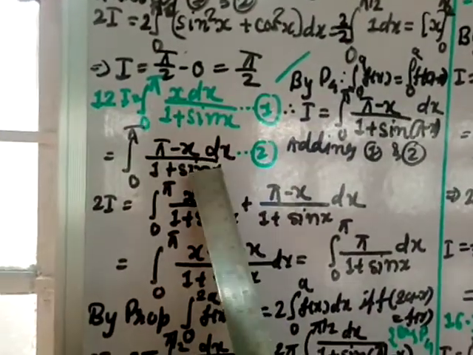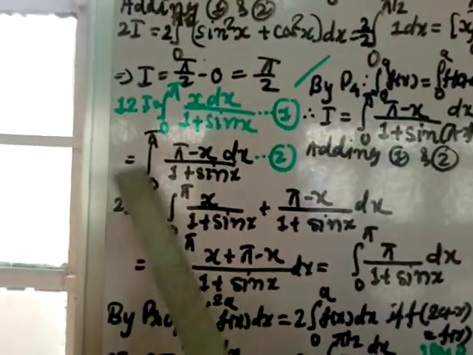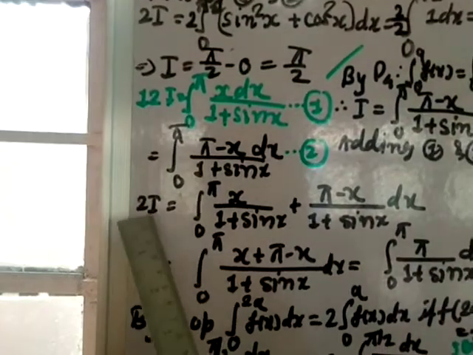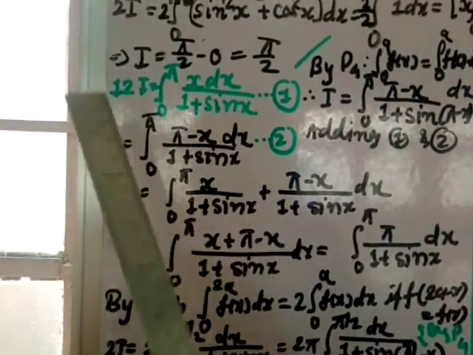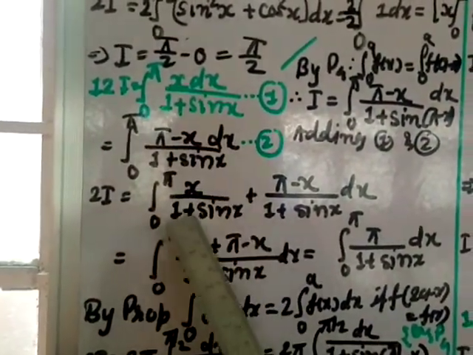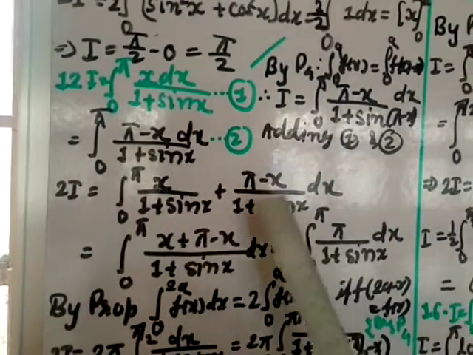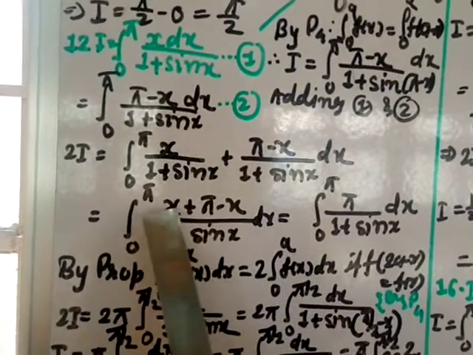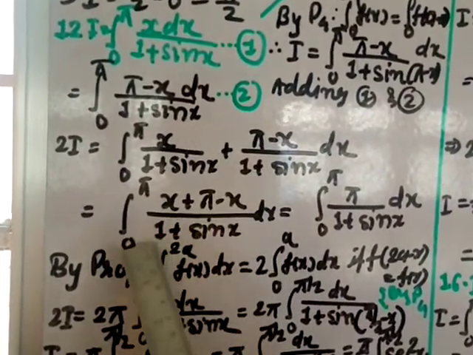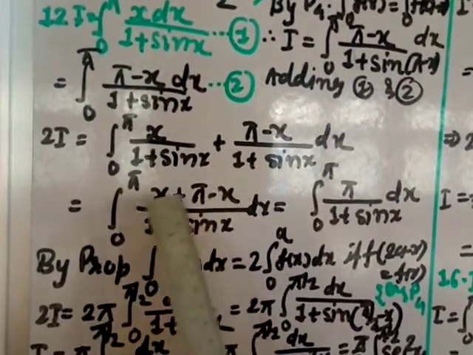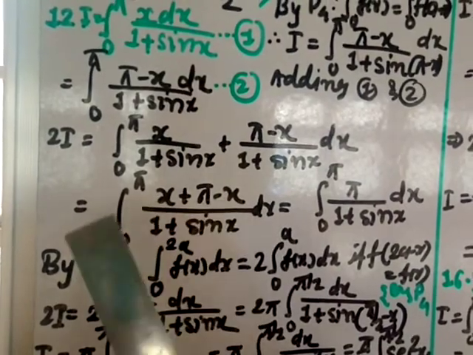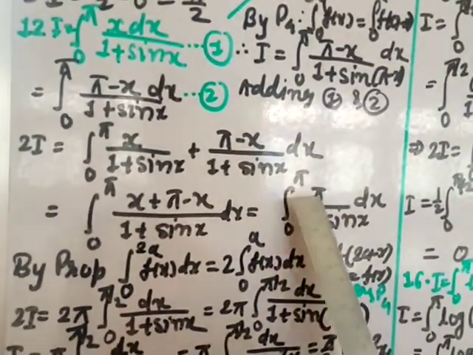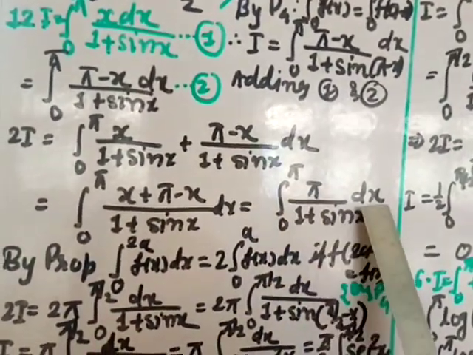Now call it number 2, add 1 and 2. So I plus I becomes 2I, equal to the integral from 0 to pi, take common, x divided by 1 plus sin x plus pi minus x divided by 1 plus sin x dx. Adding the numerators because the denominator is the same, x plus pi minus x, the x cancels, pi remains. So the integral from 0 to pi of pi divided by 1 plus sin x dx.